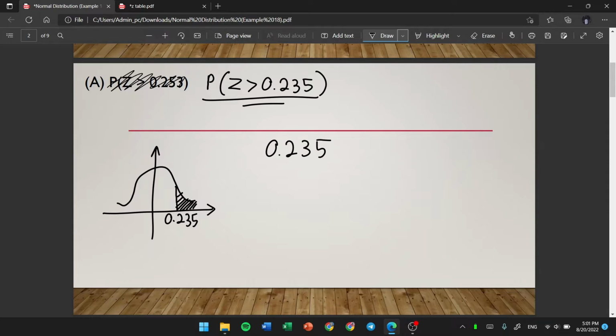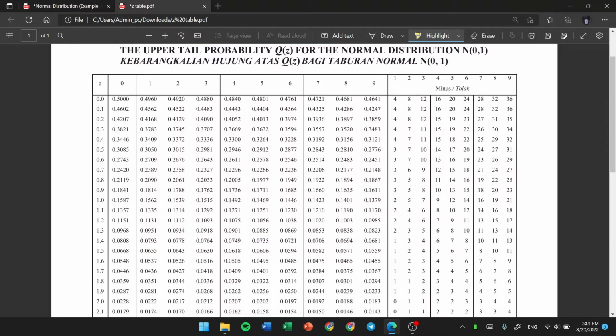Break it into three parts. 0.2, 3, and then 5. So we see 0.2 first, then we see 3, then we see 5. So let's see the Z table. Let me highlight here. 0.2 here. Then we see 3. So we see 0.4090. Then the 5 we see behind here. So 5 here. Then we see the same row as 0.2, we see 19. Okay, so that's why in exam it is advised to bring a long ruler, so you can see it in one shot. So now 0.23 is 0.4090, right?